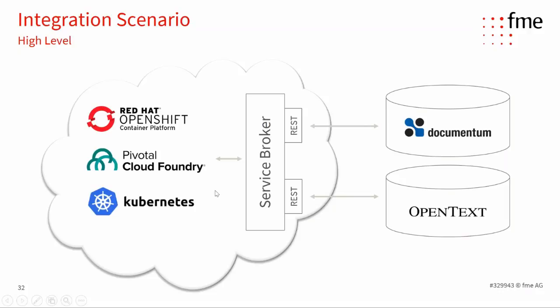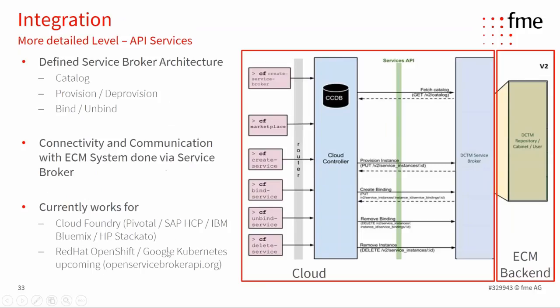This is what we can imagine, and on a more detailed level, this looks like that we have a cloud environment. On the far right, we have this ECM system. Within the cloud, the application is of course running, and the so-called service broker. The service broker architecture is well defined. It has various features. One is that we have a catalog. A catalog is providing various offerings, what your ECM systems offer to the cloud application. I will come to that on the next slide.